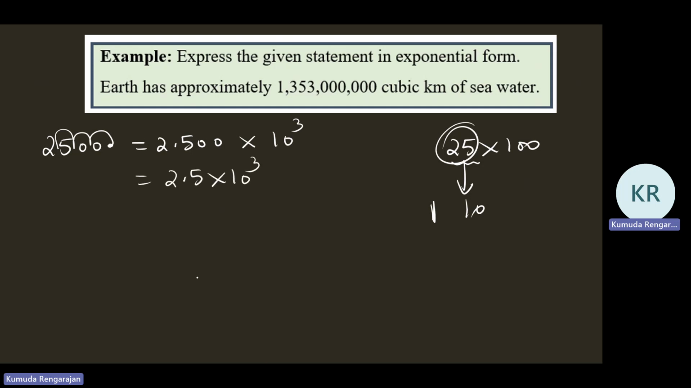Why do we need to move these decimals? You have to reduce the number. The number is 2500. You'll have to reduce that number and bring it to between 1 and 10. So you're moving the decimal point. Why? That's how you put the number in the standard form.